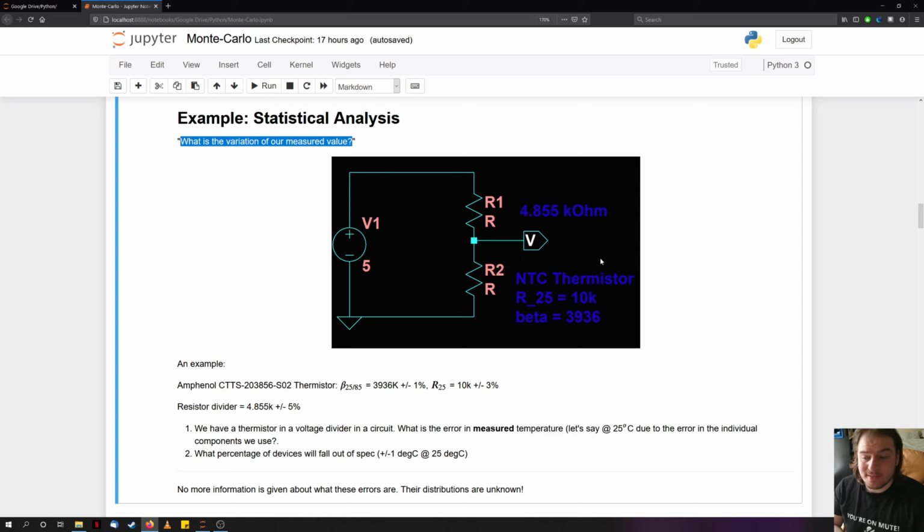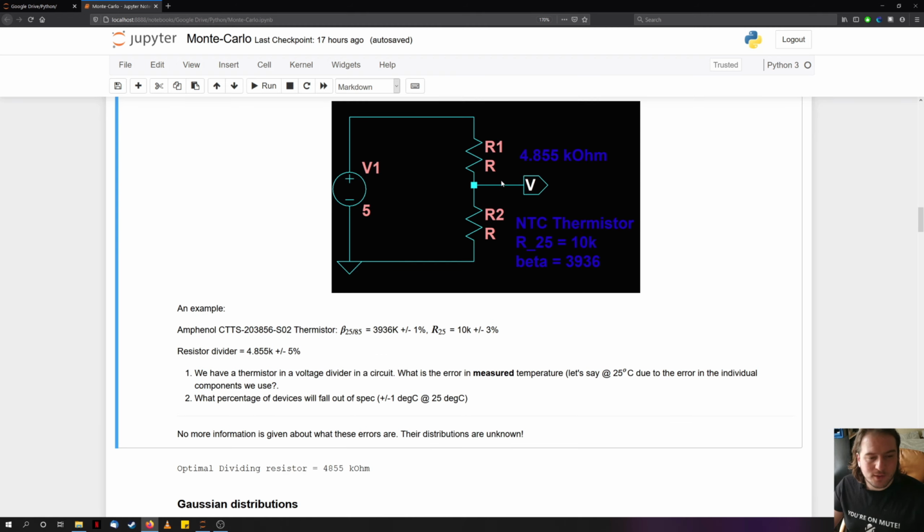Now an NTC thermistor is a thermistor in which the resistance changes with external temperature. So an NTC thermistor is often used as a thermometer. By measuring the resistance, you can calculate the temperature. And the way this works is that if you apply 5 volts here, then that voltage is divided by the ratio of these 2 resistors.